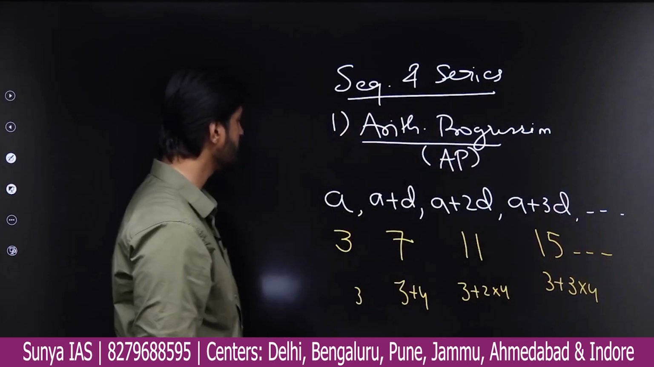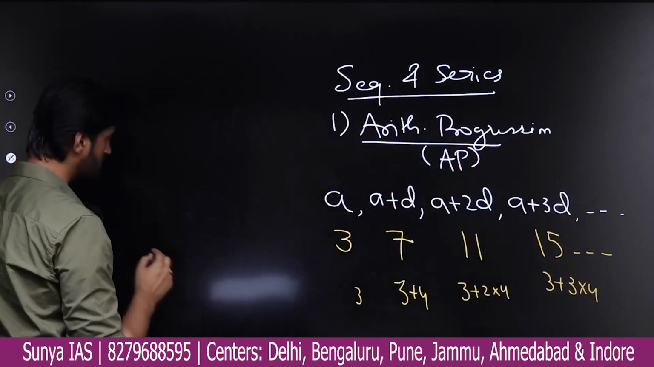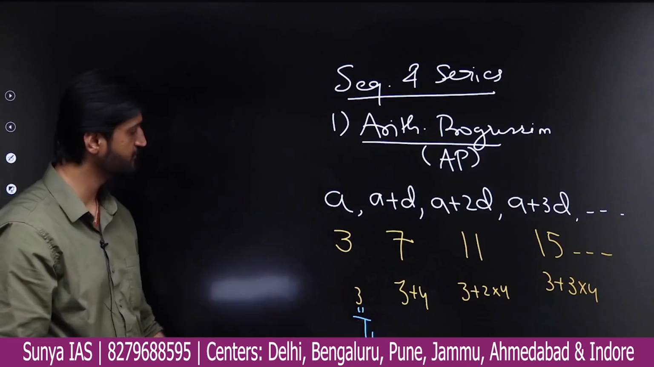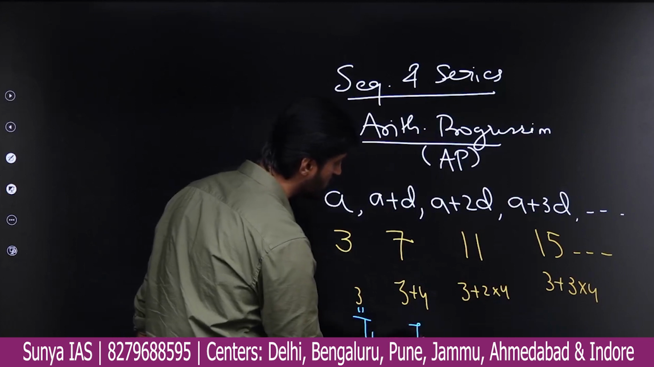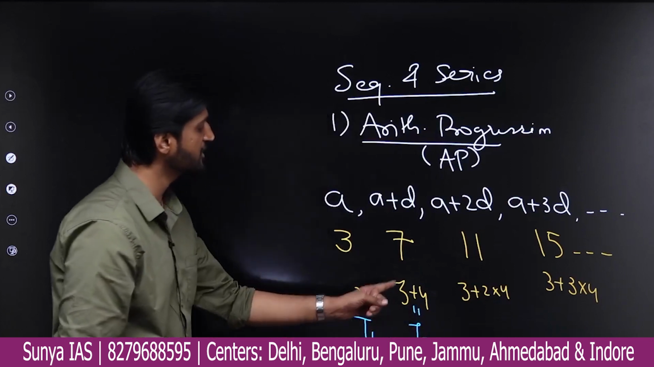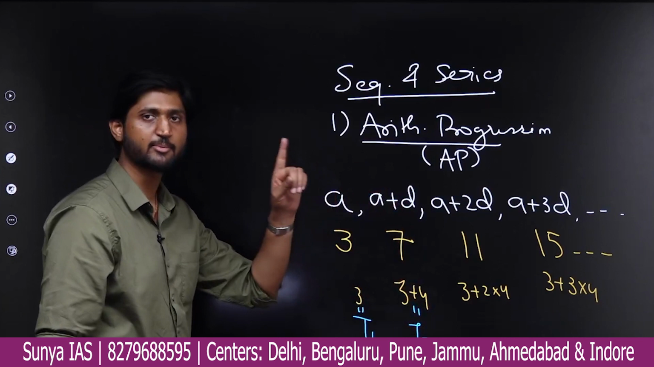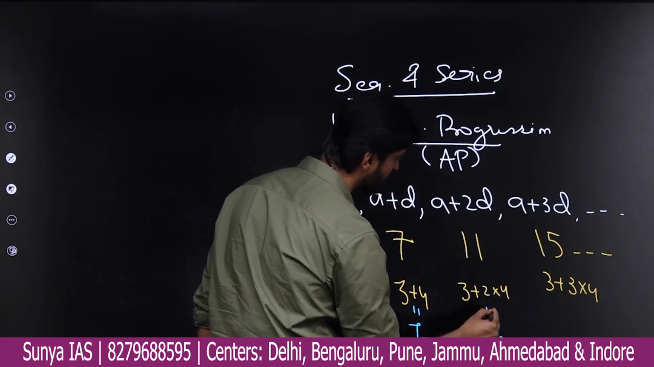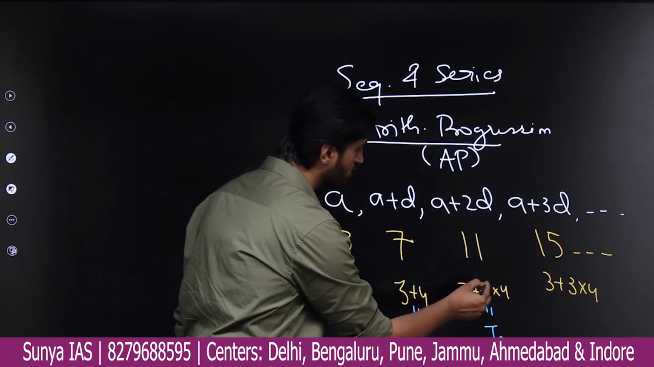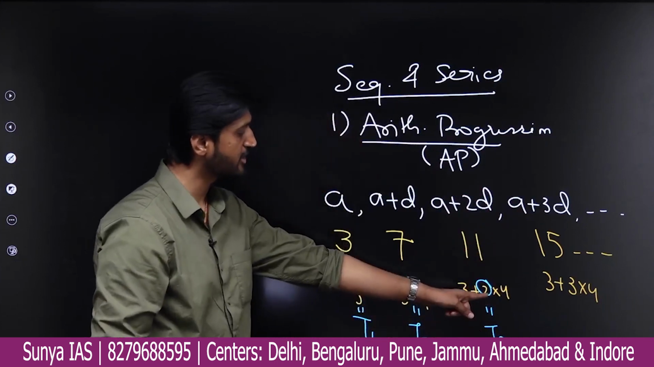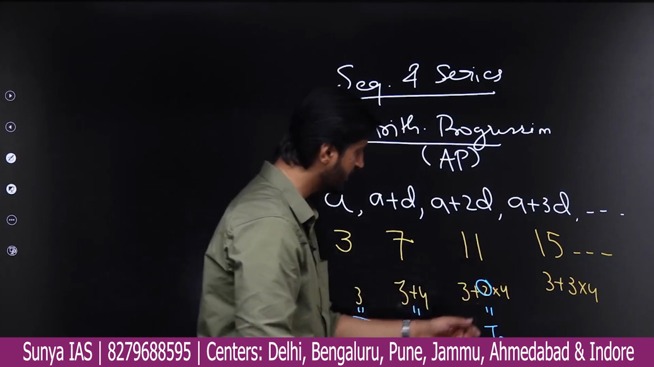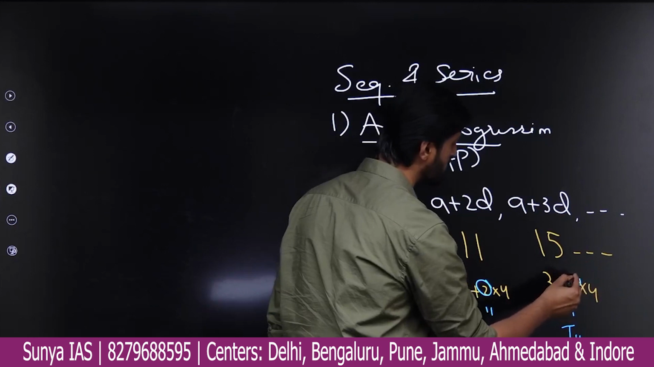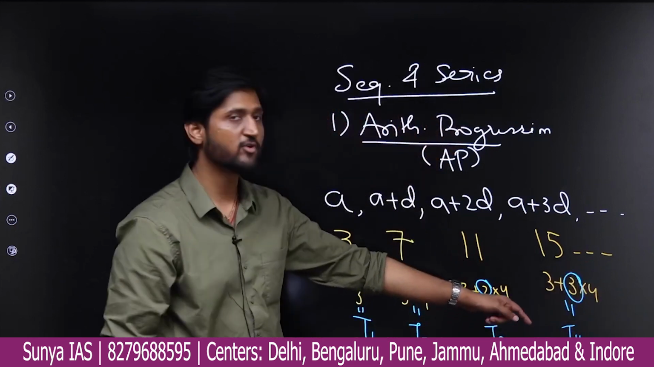So as you can see, if we talk about the first term, let's call it T1, it is simply equal to A. When we talk about T2, it is simply A plus D. So if there is 2, D will be multiplied with 1 only. Similarly, we have the third term T3 here, it has 3 plus 2 into 4. Since we are having third term, we are multiplying the common difference by 2. Similarly, when we talk about T4, we have 3 plus 3 into 4. Here the 3 signifies one term less than 4.